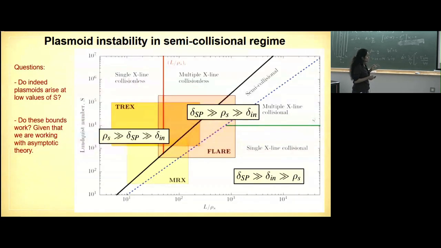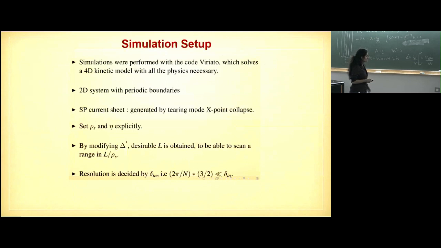So at this point, the questions one wants to ask are the following. Question A: do plasmoids indeed arise at low Lundquist numbers? Because in MHD, you had to go to 10 to the power of 4 or so to get these plasmoids. Can we actually get plasmoids at low Lundquist number? And question B: these bounds given by the semi-collisional calculation, are they really valid, since we are working with some sort of asymptotic theory? So these are the two questions. For the simulations that I performed, this is the setup: a 2D system with periodic boundary conditions.